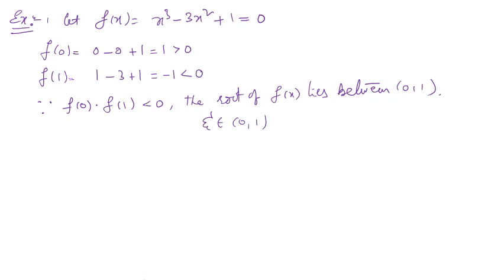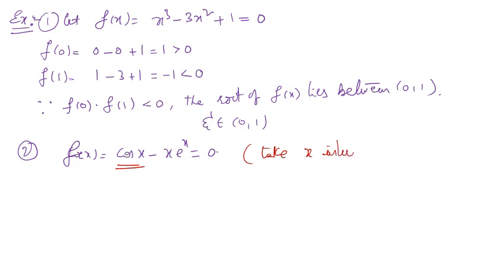Okay, another example, let me consider one transcendental equation. f of x equal to cosine x minus x into e power x equal to 0. Remember, whenever a trigonometric function is there in the equation, you consider x in terms of radians. In the calculator, it will be there, radians. So what is f of 0? This is cos 0 minus 0. Cos 0 value is 1, that is positive, right?